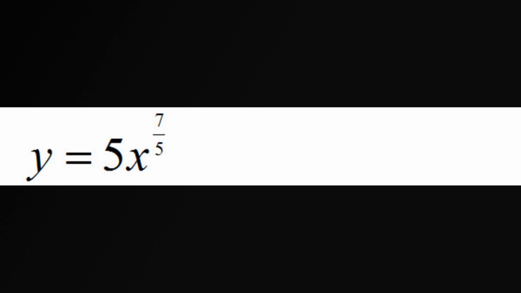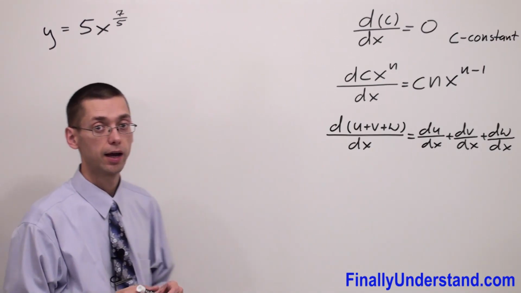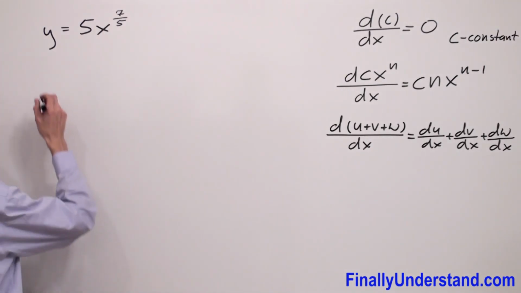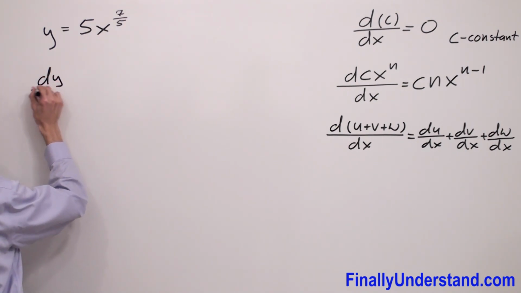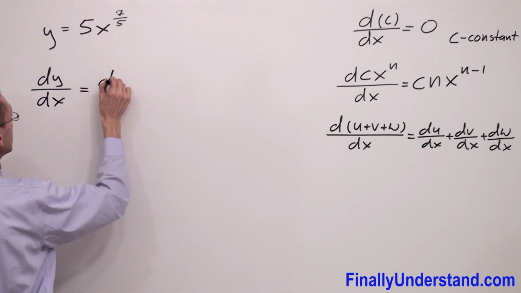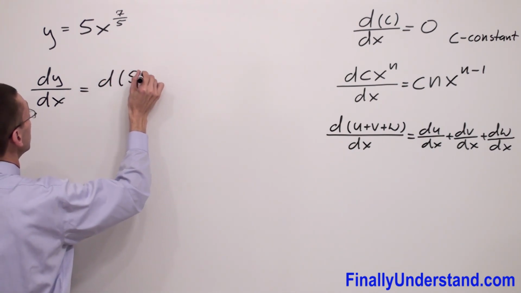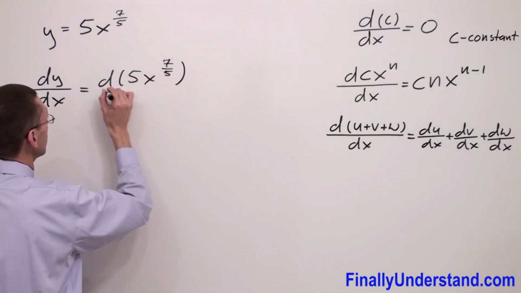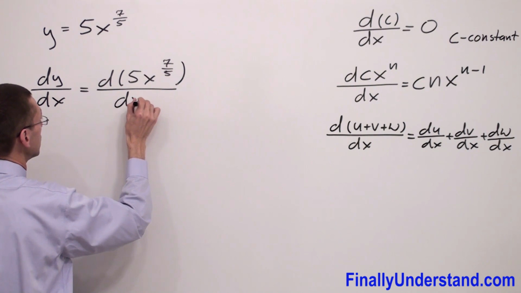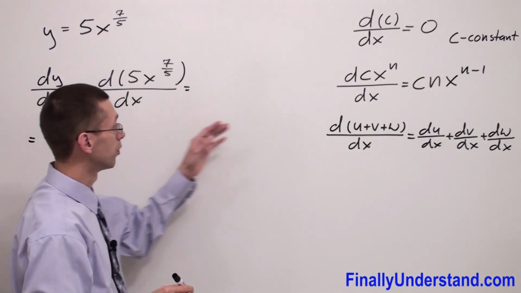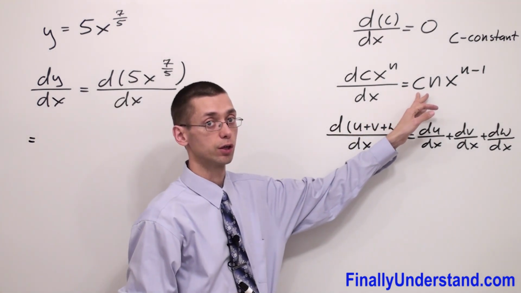Let's take a look at this example. Again, I'm going to use the formula for the derivative of a constant times a power of x. So I have dy over dx is equal to the derivative of 5x to the power 7 over 5 over dx. This is equal, according to the formula, I'm supposed to copy down first the constant.